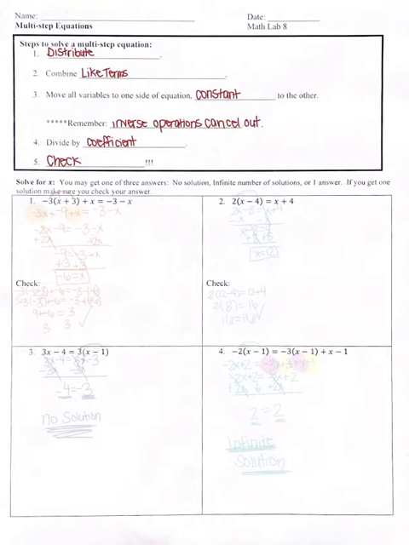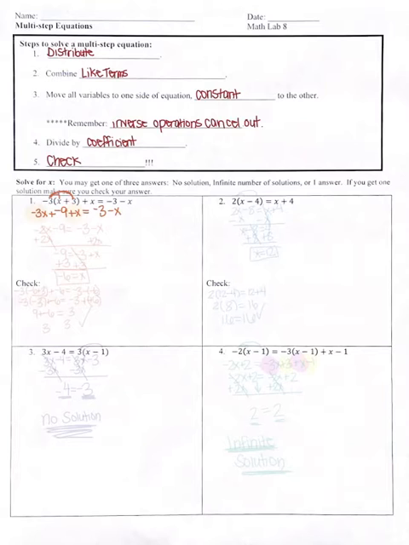So let's go through exercise 1 together. First thing you want to do, as our steps say, is to distribute. Distribute on both sides. So negative 3 times x is negative 3x. Negative 3 times positive 3 is negative 9. Plus x, because we do nothing with that, equals. There's nothing to distribute on the right, so we're going to leave it be.